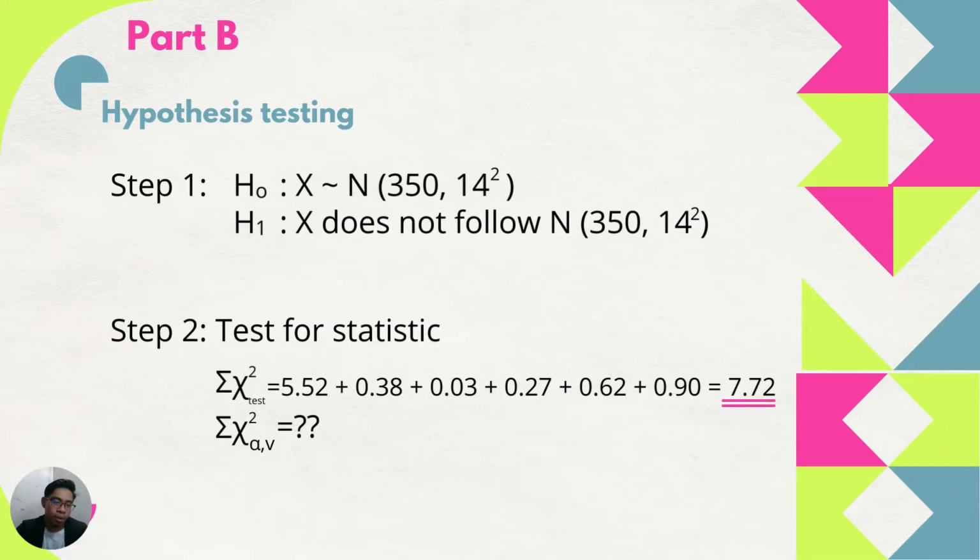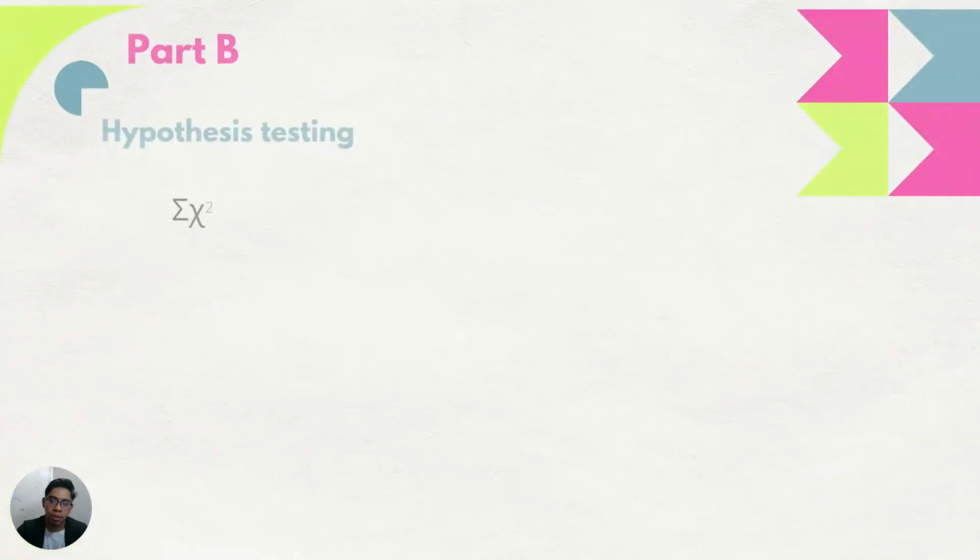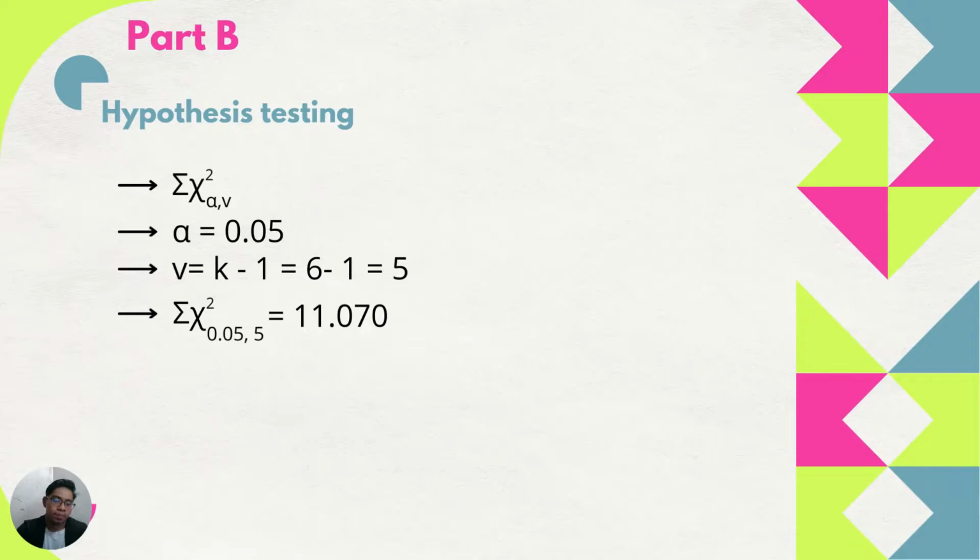Now for the chi-square alpha and V, we have to calculate it first. We set alpha to be 0.05 and V is equal to K minus 1, and K will be 6, so 6 minus 1 will be 5.